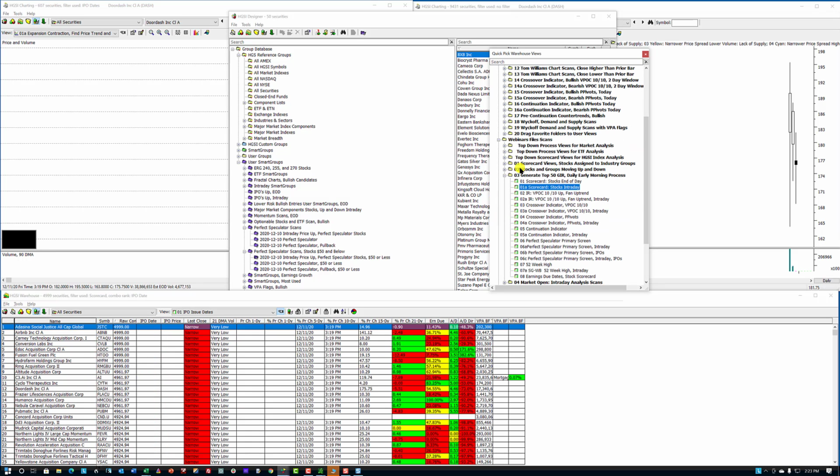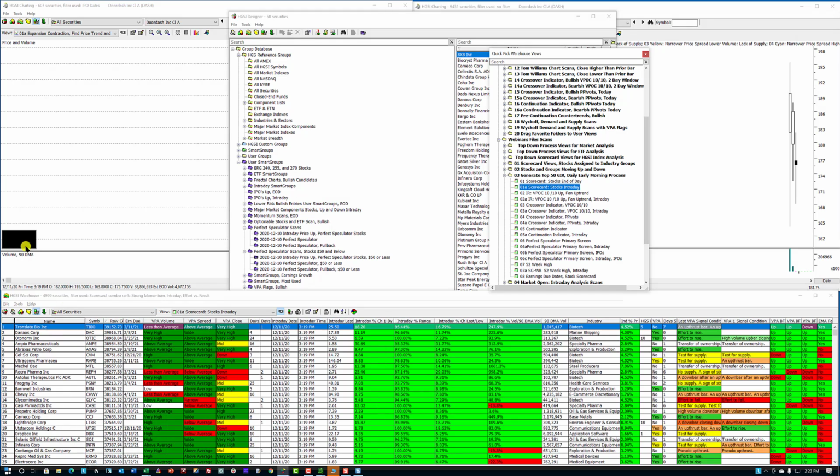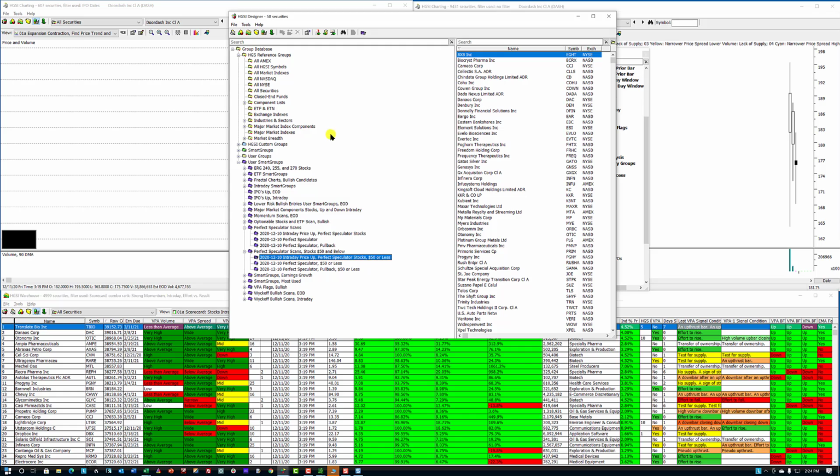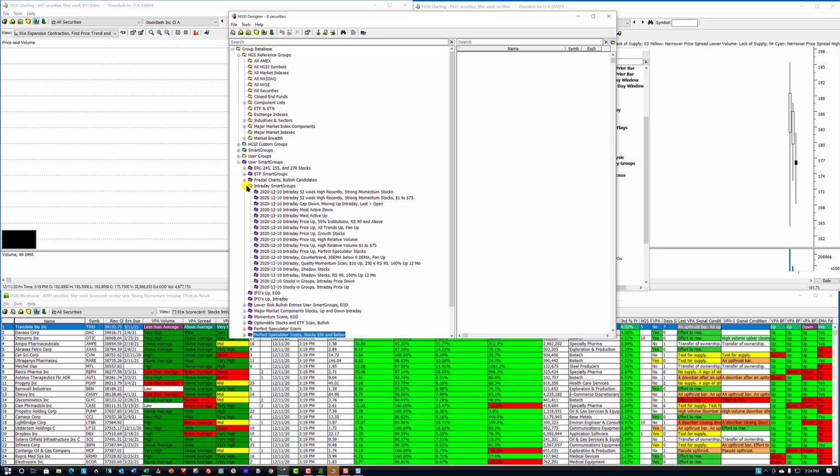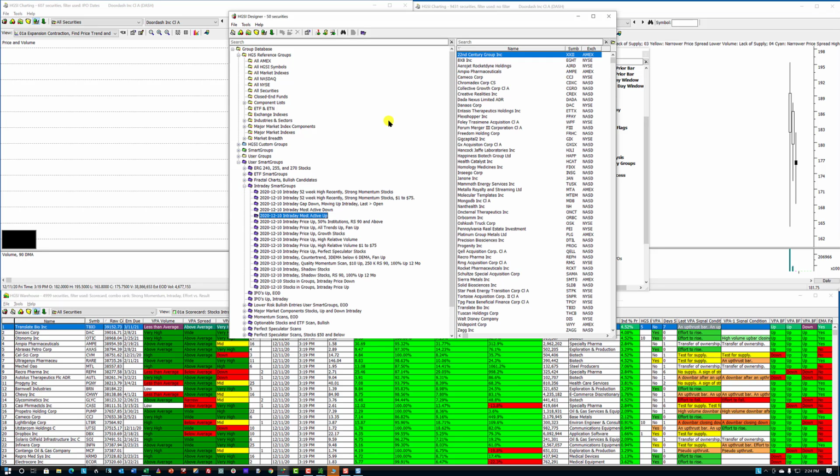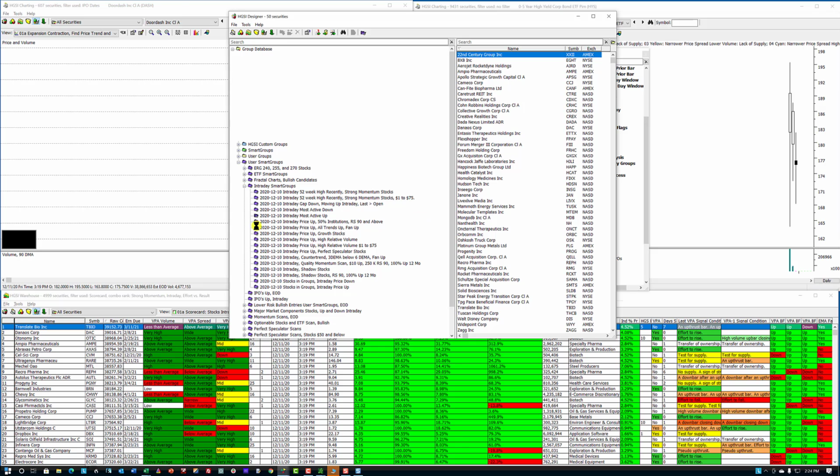So I'm going to go down here to the stocks intraday, and let's look at a couple more things here. I'll close these perfect speculators. Let's go to the intraday. Let's go to the most active up, and I'm going to do some prospecting here. So I'm going to rebuild these smart groups. Doesn't take any time at all.